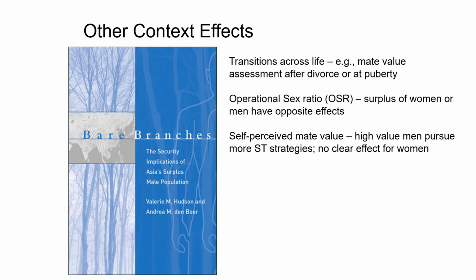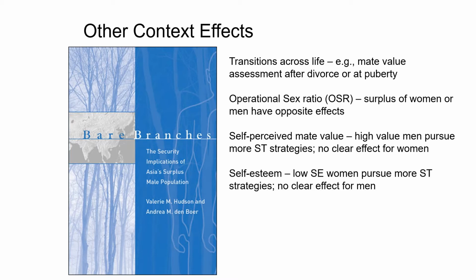Self-perceived mate value is important too. High mate value men pursue more short-term strategies. There's no clear effect for women though. We talked about this before with high mate value men. On the other hand, self-esteem. Low self-esteem women pursue more short-term strategies, and there's no clear effect on men for self-esteem. So high self-perceived mate value in men will lead to more short-term strategies. Low self-esteem in women will lead to more short-term mating strategies.